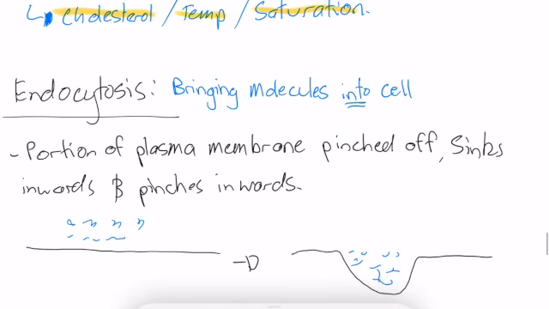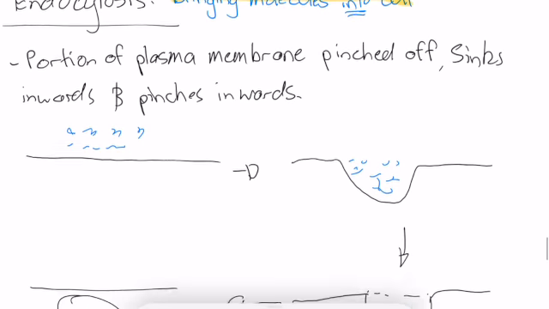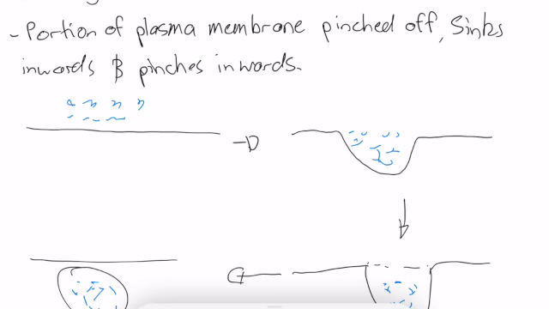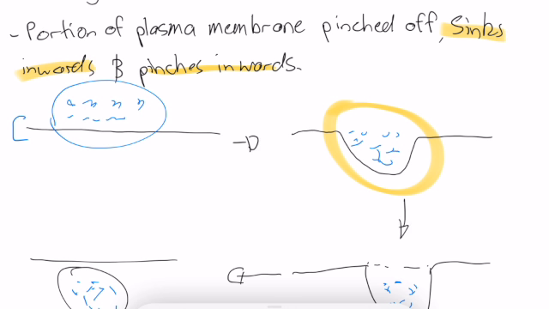So looking specifically at endocytosis to start off with, we know that this is bringing molecules into a cell. I've drawn a brief diagram to try to describe this, but effectively a portion of the plasma membrane, I'll allow this to be the plasma membrane, is pinched off. So we can see here, it's pinched off. It then sinks inwards and pinches inwards. So let the blue be a macromolecule of some sort.